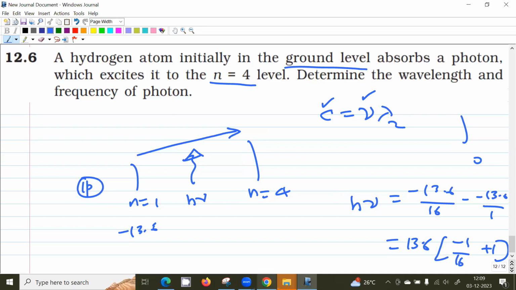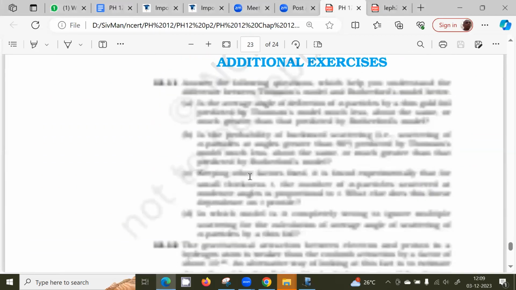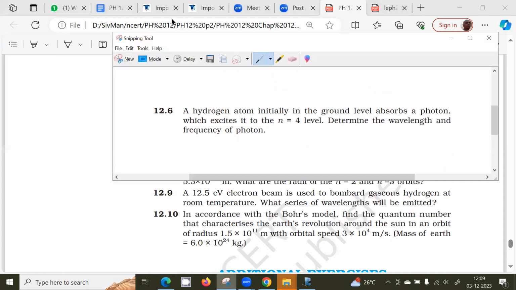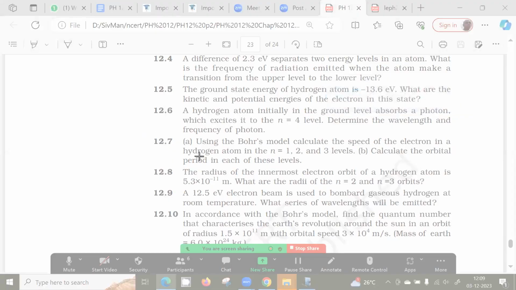12.6. So 12.7. All questions are simple only, a straightforward application of the formula.